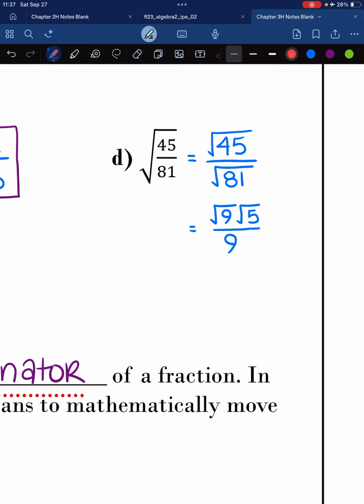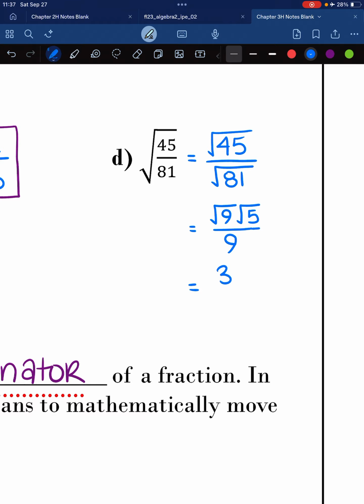Okay, let's talk about a common mistake. We cannot simplify the 9s at this point because this is a normal 9 and this is a 9 that is underneath the square root. We would have to simplify the square root first before I could cancel it out. They both have to be what I just called a normal number. Okay, so let's go ahead and simplify first.